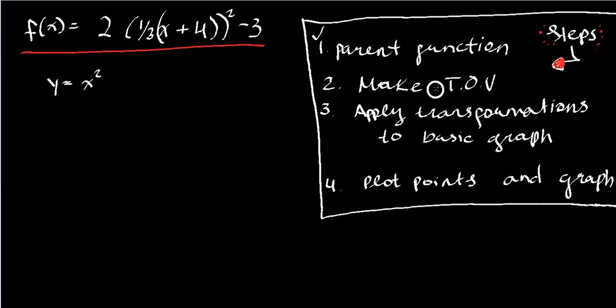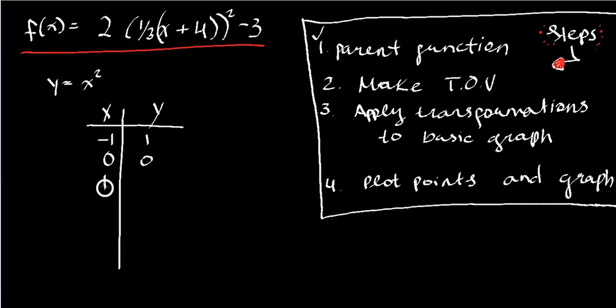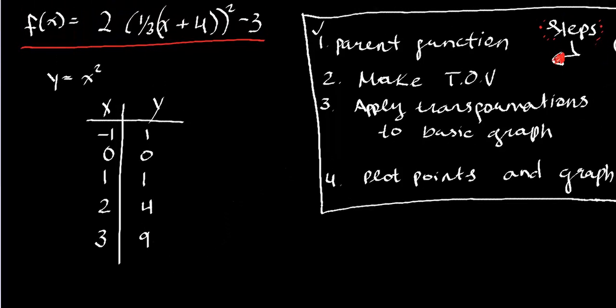The second thing is make a table of values for the parent graph. Alright? So if we do that, let's start with -1. If you plug in a negative one in here, you get 1. 0 squared is 0. 1 squared is 1. 2 squared is 4. 3 squared is 9. Alright, that's what I'll do. Great, we took care of that too.